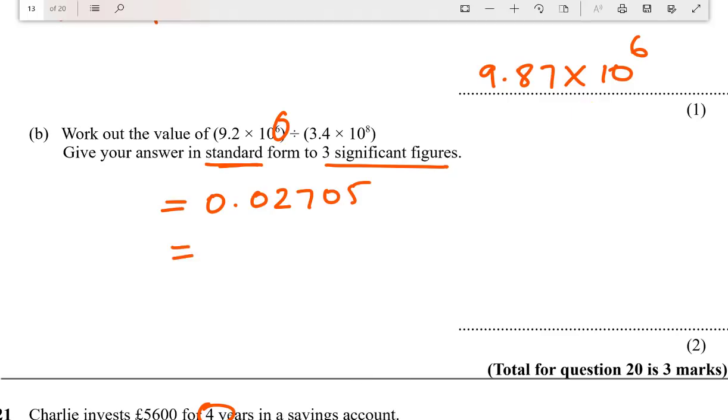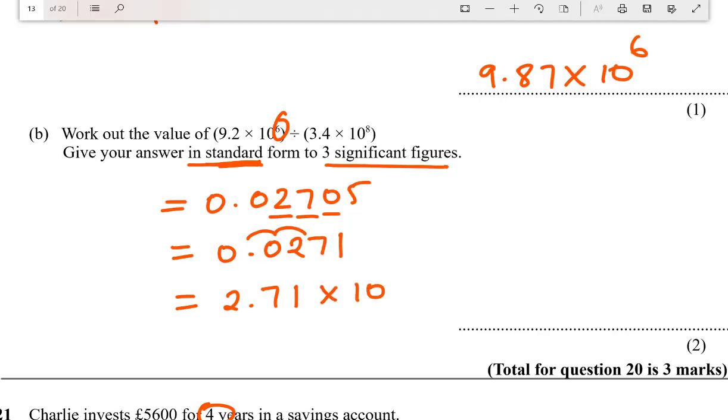Now round it to 3 significant figures. So not significant, not significant. This is significant, significant. So we need to move to the next digit. So rounding this number, add 1 to this. So that gives us 0.0271. Now we need to change it to standard form. We need to move the decimal 2 places to the right. So that will give us 2.71 times 10 to the power of, because we moved it 2 places to the right, minus 2. So the answer is 2.71 times 10 to the power of minus 2.